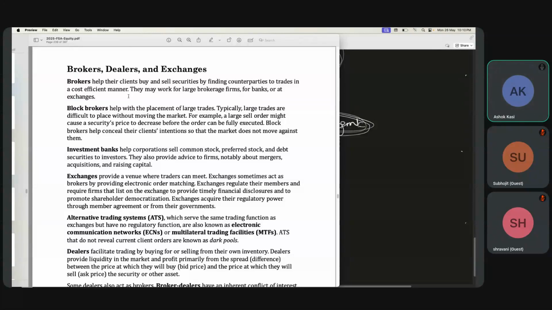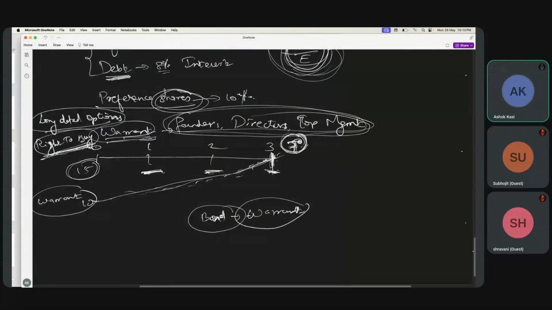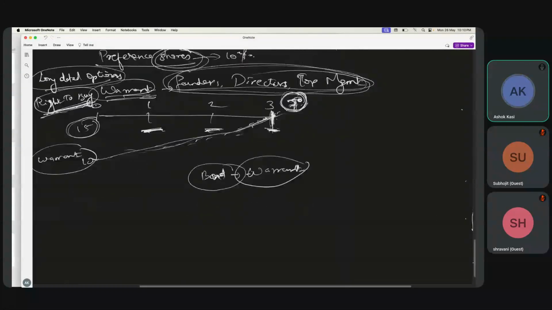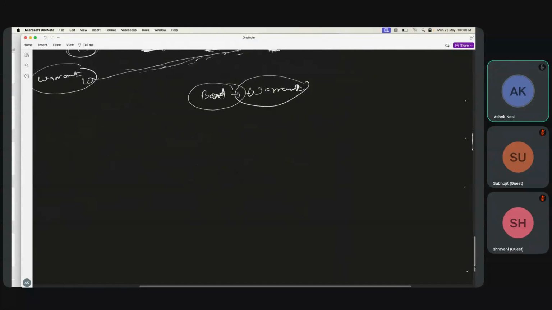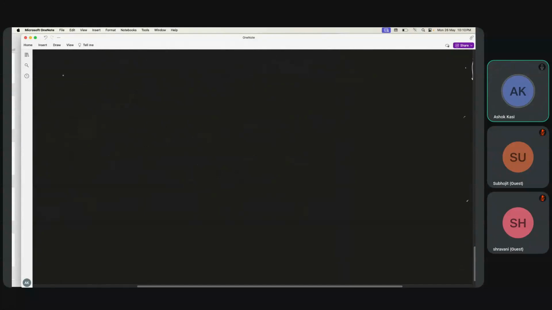Block brokers. Let me speak about block brokers now. What do you mean by block trade? First of all, block trade and bulk deal. Block deal, bulk deal. So what is block deal, what is bulk deal?